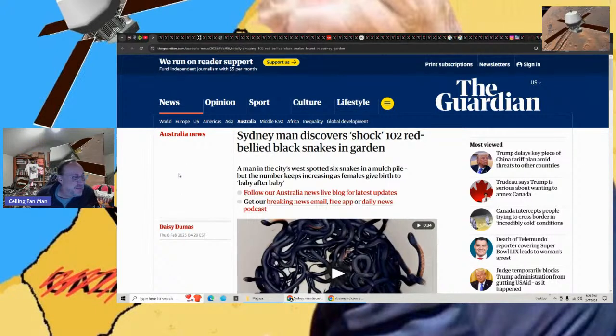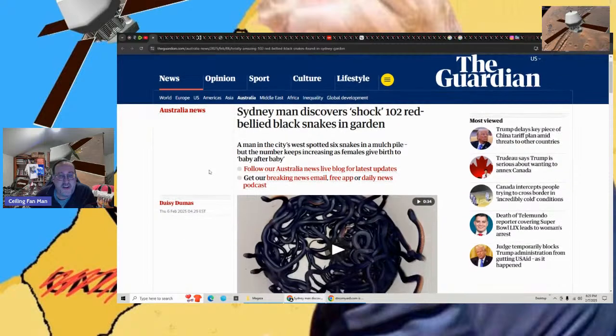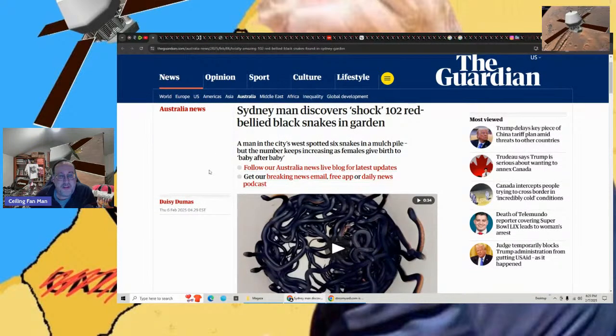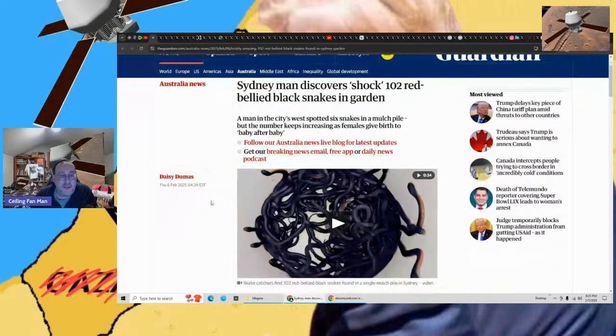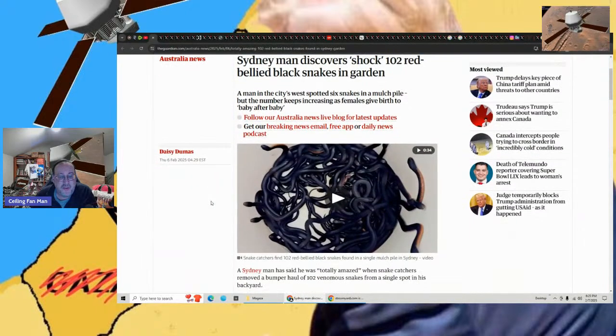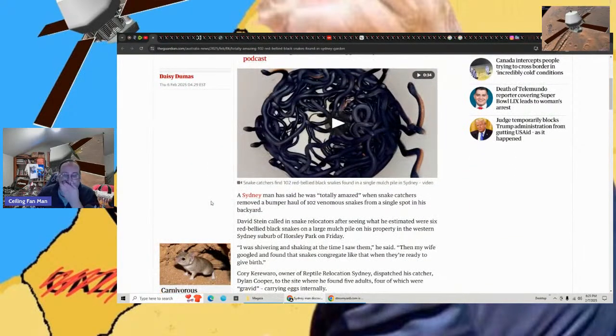So for my upside down friends, a Sydney man has discovered 102 red-bellied black snakes in his garden. He spotted 6 at first, and then the number kept increasing because they were giving birth. They say everything in Australia is going to kill you, and here you go.